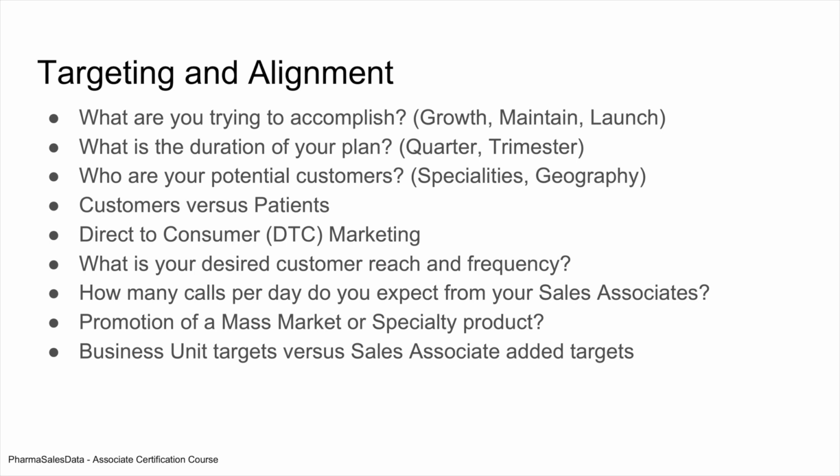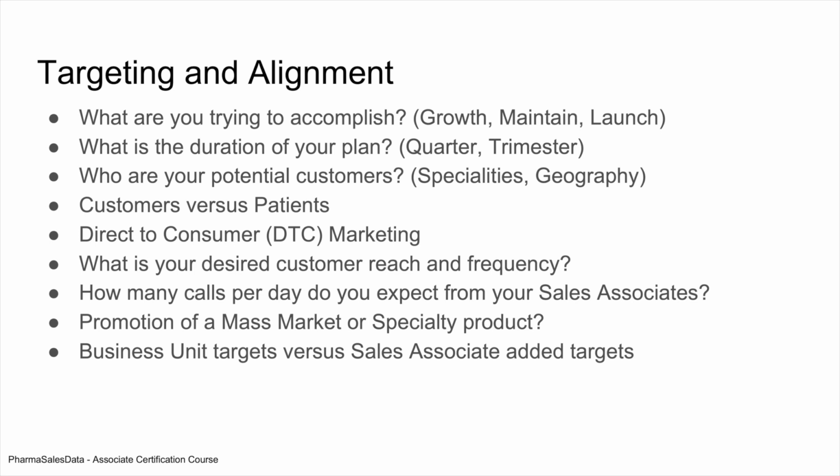Promotion of a mass market product or specialty product. We talked about this as well previously. Mass market versus specialty, what the differences are. Mass market is an affliction that impacts a lot of people. Specialty is something that's more acute or more serious, and that's a different product, and it's a different way you target too. And a business unit target versus a sales associate added target.